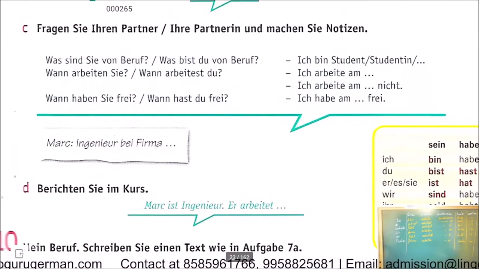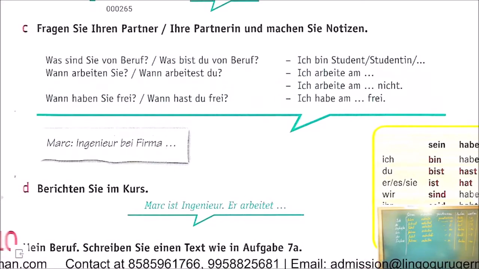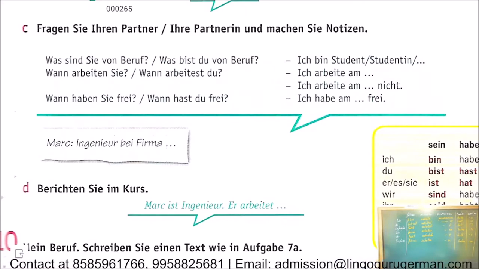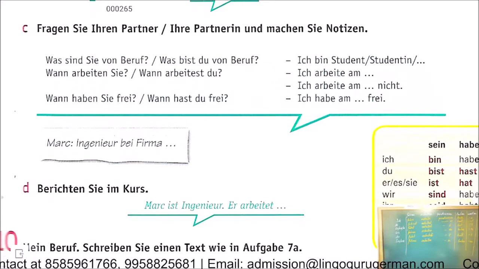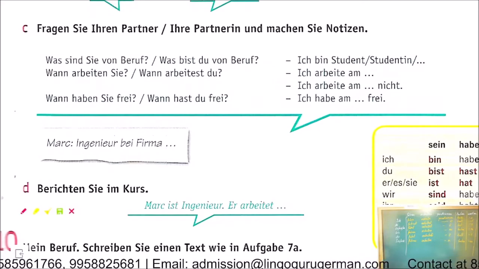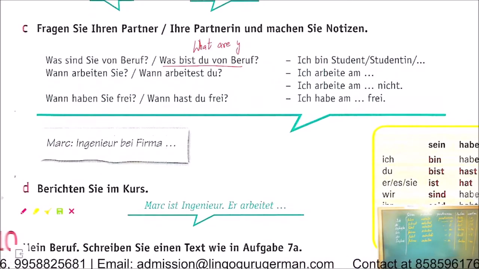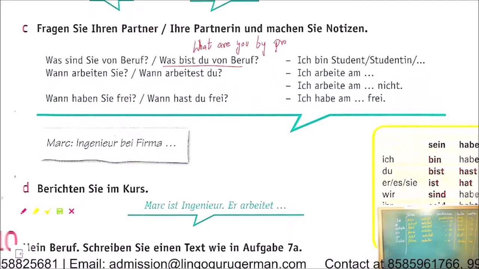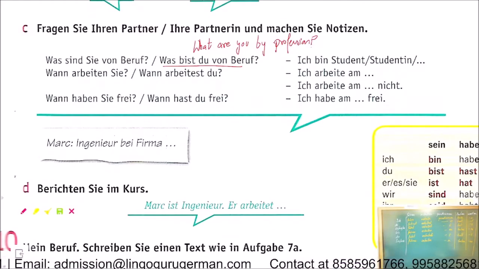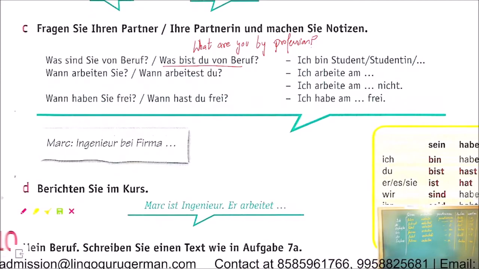Was sind Sie von Beruf? That we have done on the very first sentence when we started the session. Ich bin Pilot von Beruf. Ich bin Boxer von Beruf. Was sind Sie von Beruf? That's the question. And was bist du von Beruf? What are you by profession? Was sind Sie von Beruf? What are you by profession?